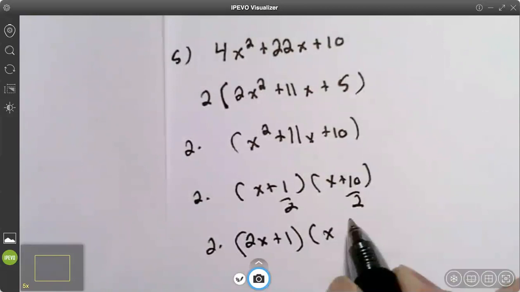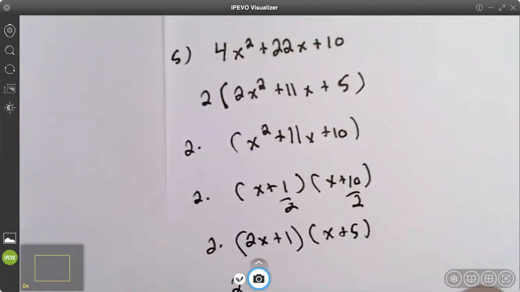And I shouldn't have written that. Should have written it nice and close like this. 2 times 2x plus 1 times x plus 5.